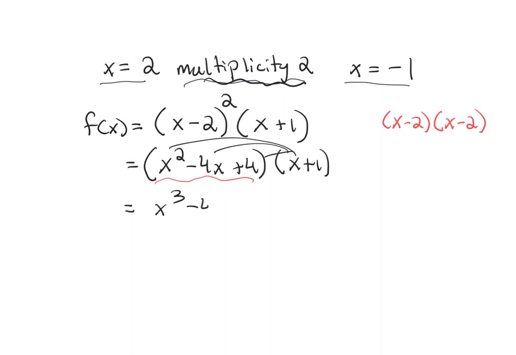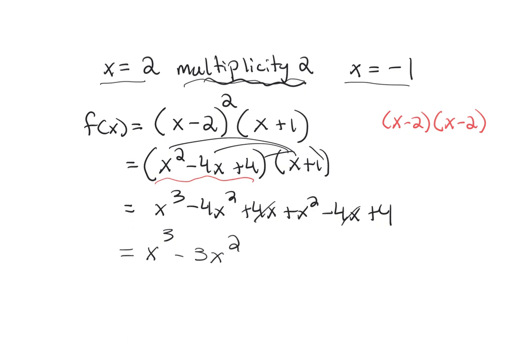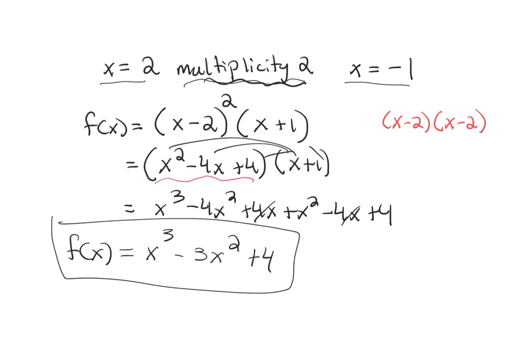x to the third minus 4x squared plus 4x. Distribute the 1 in, plus x squared minus 4x plus 4, and combine like terms. x to the third minus 3x squared, these terms cancel, plus 4. So here is an example of one possible polynomial that has these zeros.